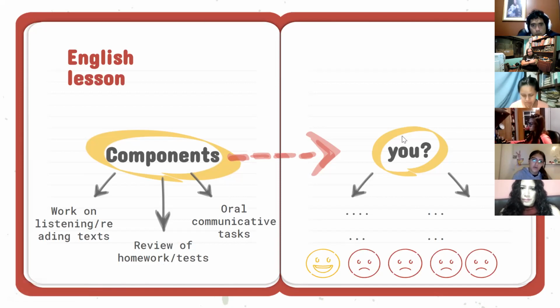So I would like you to tell me what other kinds of activities or components you include in your English lesson. You can write in the chat, and I am going to choose some classmates here. Can you please, Valentina, tell me what other activities you include in your English lesson? I include games according to the vocabulary or what I'm going to teach.